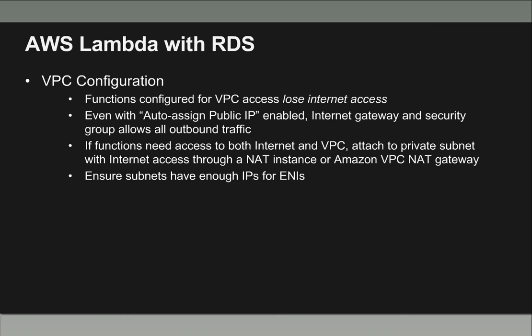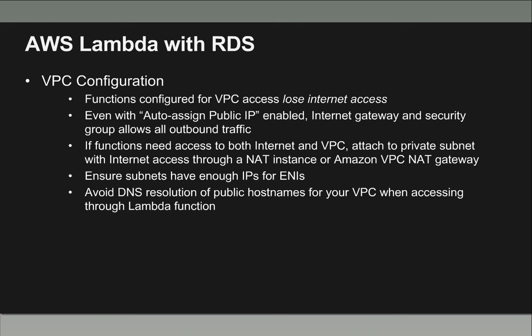Also make sure that you have enough IPs within your subnet so that when Lambda gets invoked and talks to your VPC, it automatically creates and assigns an elastic network interface for your Lambda function to be able to talk to your VPC resources.